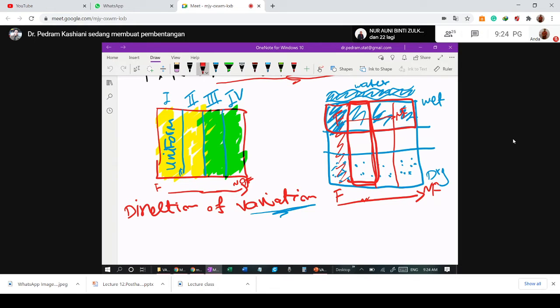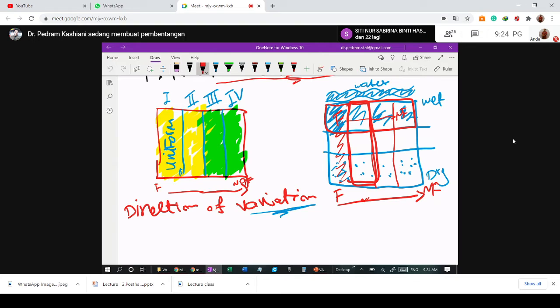So if I want to do blocking for this situation, I am not able to use RCBD, because RCBD can only take care of one direction of variation, like this example here. I have one direction of variation, fertile to not fertile, so I block perpendicular to my variation. Block 1 is, for example, very fertile. Block 2 is a little bit less fertile. Block 3 is not fertile. Block 4 is very not fertile.